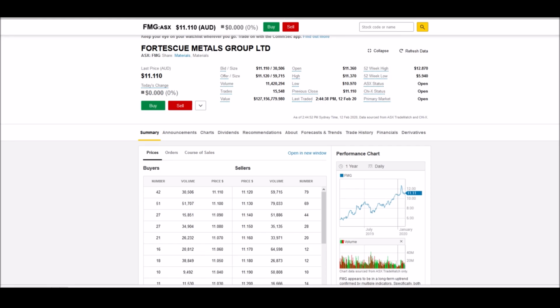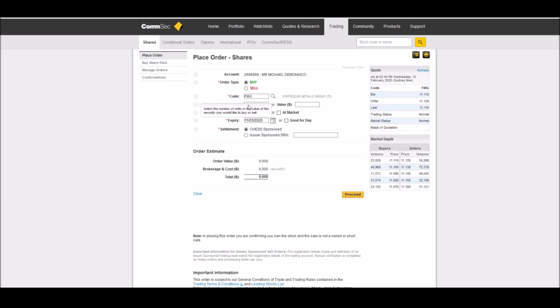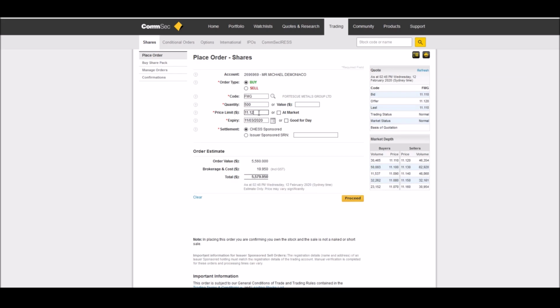Now let's have a look at actually buying Fortescue Metals. We click on buy, and we end up on this screen here. We can choose to purchase a certain amount of shares, let's say 500 shares, and we can set a price, and we can see the listed price here. There are 23,000 shares at $11 on the buy side, or we can opt to buy these shares here and get them right away at $11.12, because there's 50,000 shares in queue to sell. So we can set our price of $11.12.